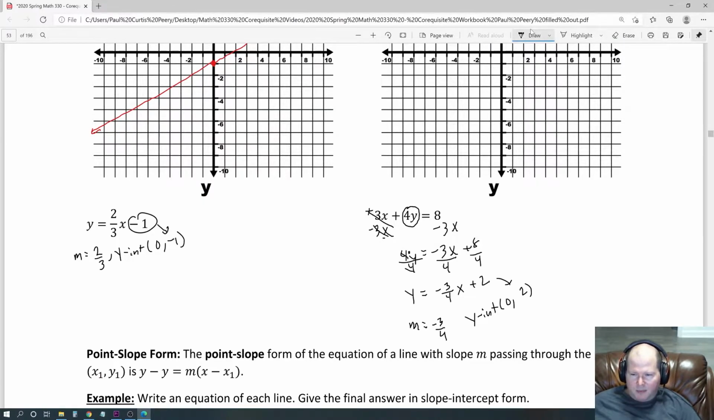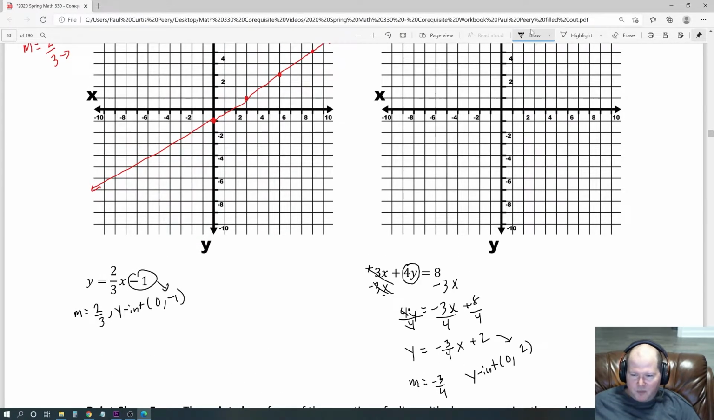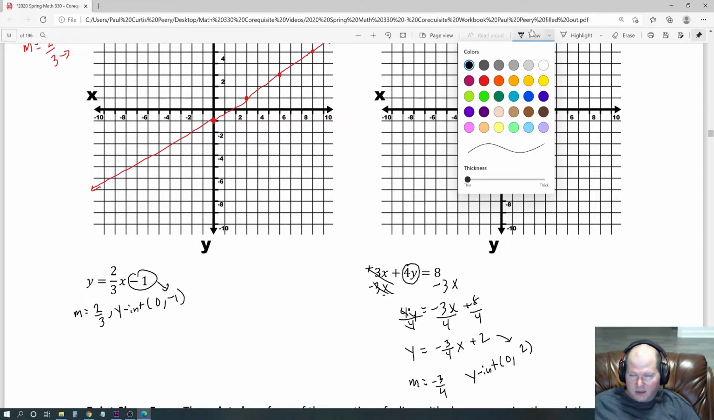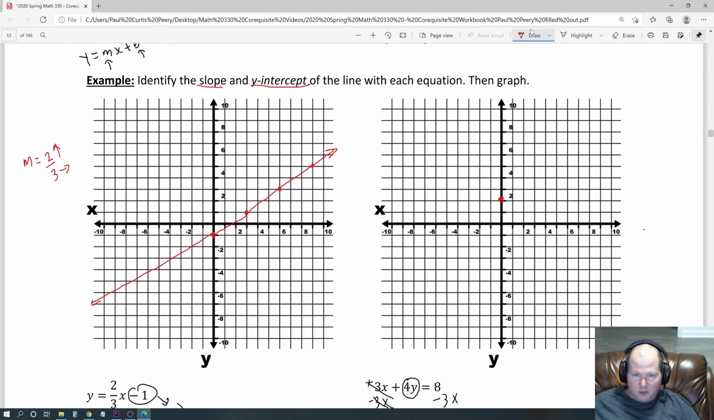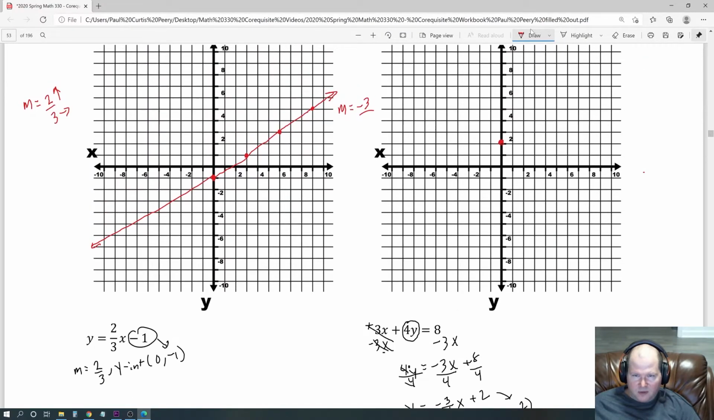Okay, so now we plot the y-intercept. That's the first step. So we have 0, 2, so we go up 2. Let me change the color. And then from there, we're going to use the geometric interpretation of the slope, which in this case is -3 over +4. Just wanted to verify. So we're going to go down 3 and to the right 4. -3 on top, down 3. +4 on the bottom, to the right 4.